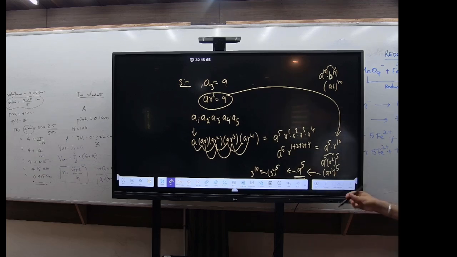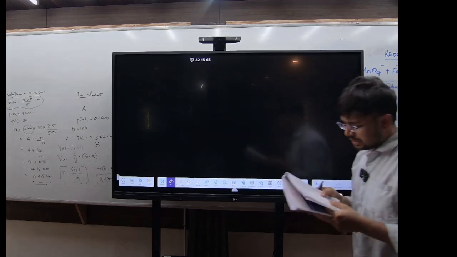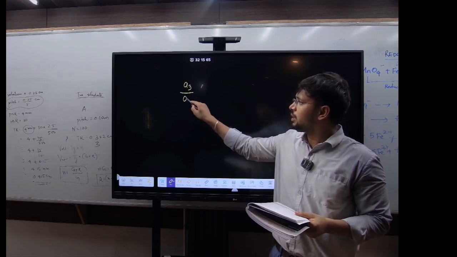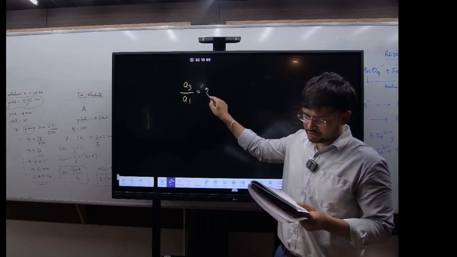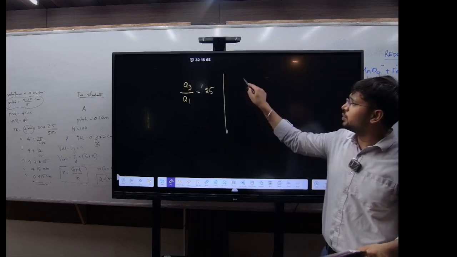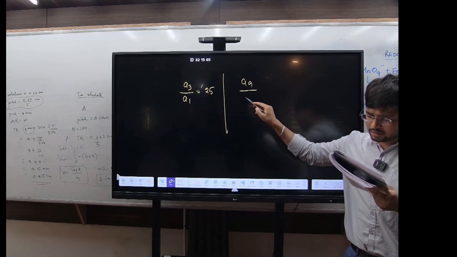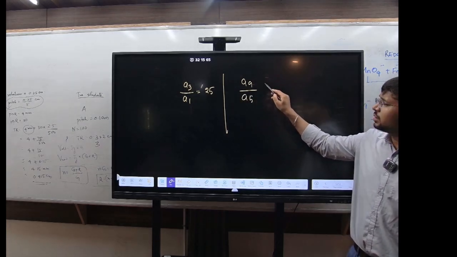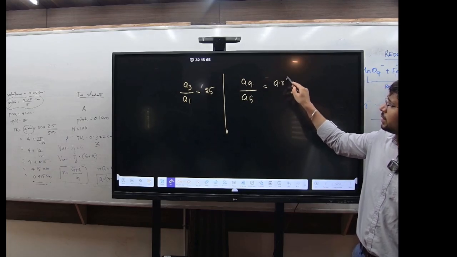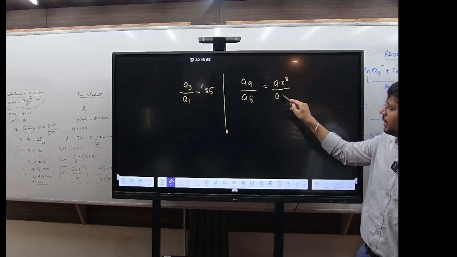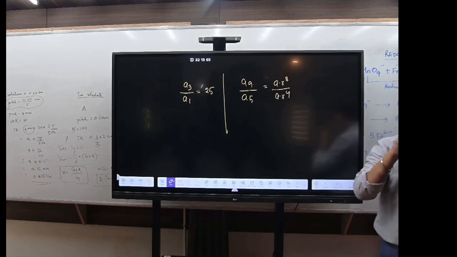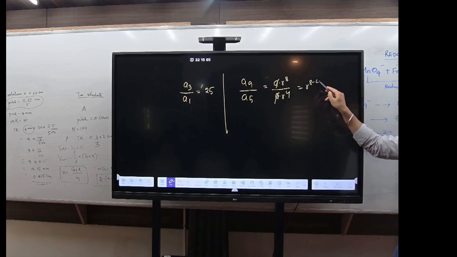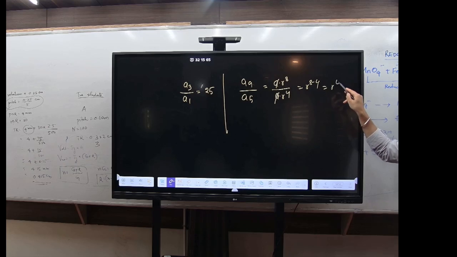Question number 4. It is given, okay, this is a GP sequence where the third term upon the first term ratio is given as 25, and you have been told to find the ninth term divided by the fifth term. What is the ninth term formula? A into r to the power 8, and the fifth term formula is A into r to the power 4. A gets cancelled, so this will be r to the power 8 minus 4, so r to the power 4.